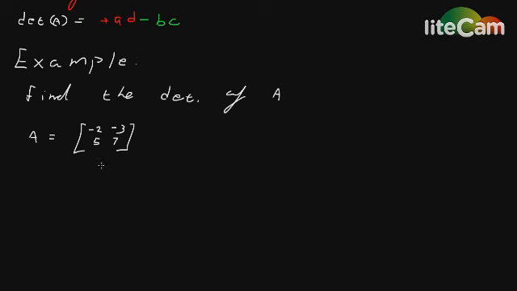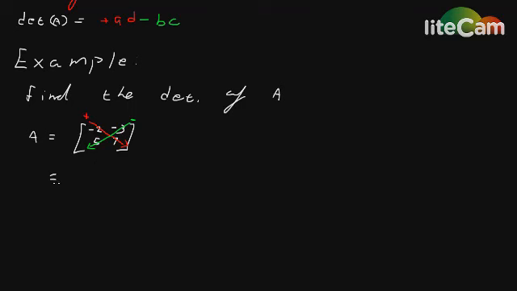Now remember what we said, for the 2 by 2 matrix, we're just going to cross multiply. We're going to multiply those two elements, keeping a positive in front, and then we're going to multiply those two elements, sticking a negative in front. Okay, and it's as simple as that.